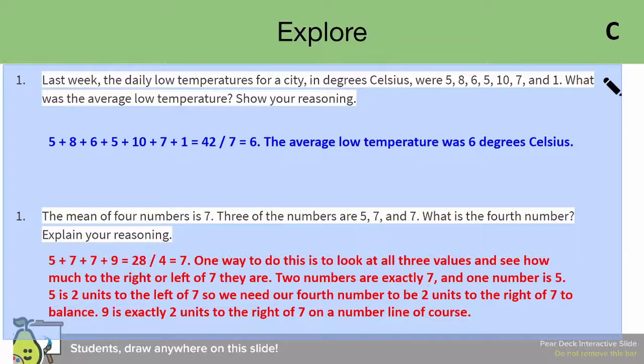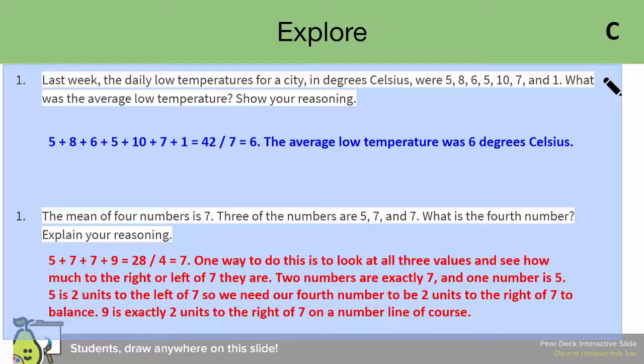Remember, when you're trying to calculate the mean and you're missing a number, that missing number must be there to balance what numbers you already have. So since 2 numbers are already 7, and the only number that's not 7 is 5, if you can identify how far 5 is from your average or from your mean, and counteract that by going in the opposite direction on the number line that same amount of times, then you will find the missing number. Since 5 is 2 units to the left of 7 because it is smaller, then in order for us to balance that out, we do need a number that's 2 units to the right of 7, which will be 9.